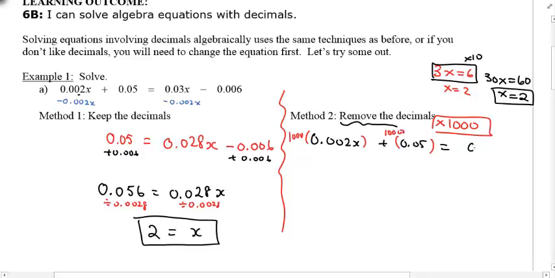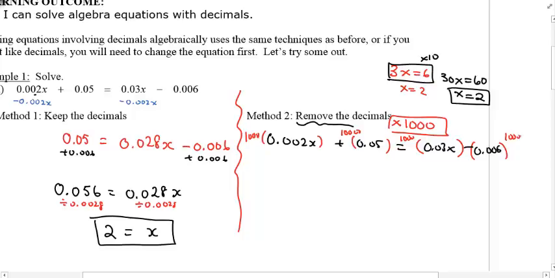Take the 0.003x, guess what? Times that by 1,000. And take the 0.006, and yes, guess what? Times that by 1,000. So everything, and this is the key, everything has to be multiplied by that same power of 10. 1,000 times 0.002x is just 2x. 1,000 times 0.05, that's just 50. 1,000 times 0.003x, that's 30x. And that, I believe, is just minus 6.